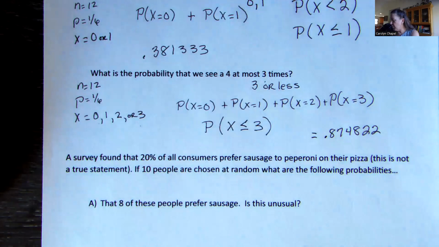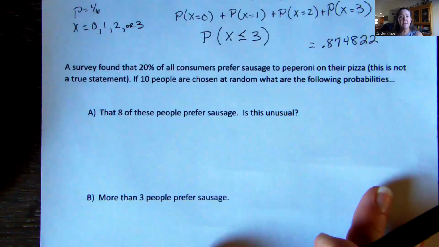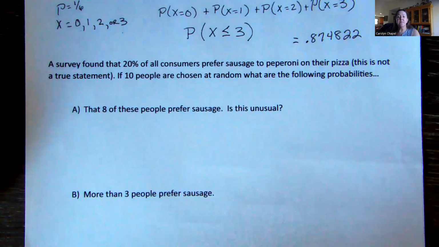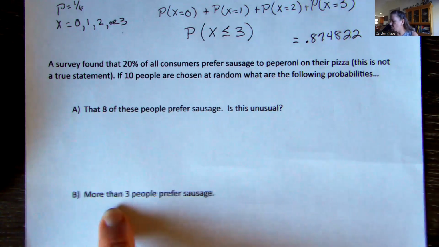Okay, I have one more question before I end this video. A survey found that 20% of all consumers prefer sausage to pepperoni on their pizza. This is not a true statement. I completely made it up just because I wanted something that had a survey involved. And we're going to draw 10 people chosen at random. I want to know the following probability: that 8 of these 10 people prefer sausage. And then I do another one down here: that more than 3.